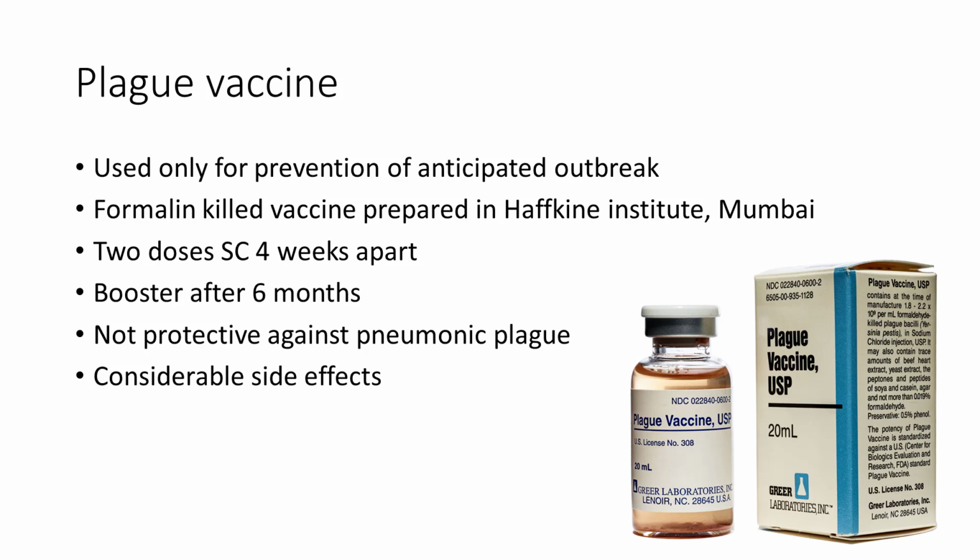Regarding plague vaccine, it is available and used only for prevention of anticipated outbreak. It is a formalin-killed vaccine prepared in Haffkine Institute, Mumbai. 2 doses are given subcutaneously, 4 weeks apart, and a booster after 6 months. It is not protective against pneumonic plague and can have considerable side effects.